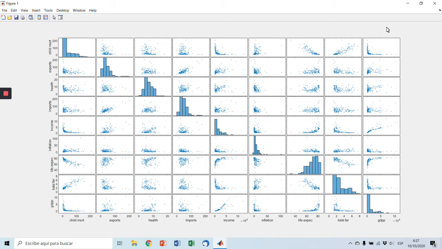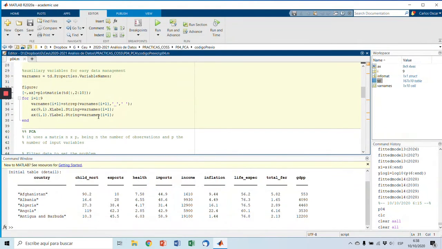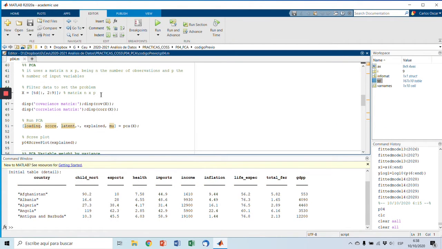So let's see if we can summarize those relationships into fewer variables. It might be that we record many variables that are somehow redundant with each other. So let's see if we can perform that. Here we have 9 variables. Let's see if we can summarize all this information into fewer variables. Okay, so now it is the time for PCA.